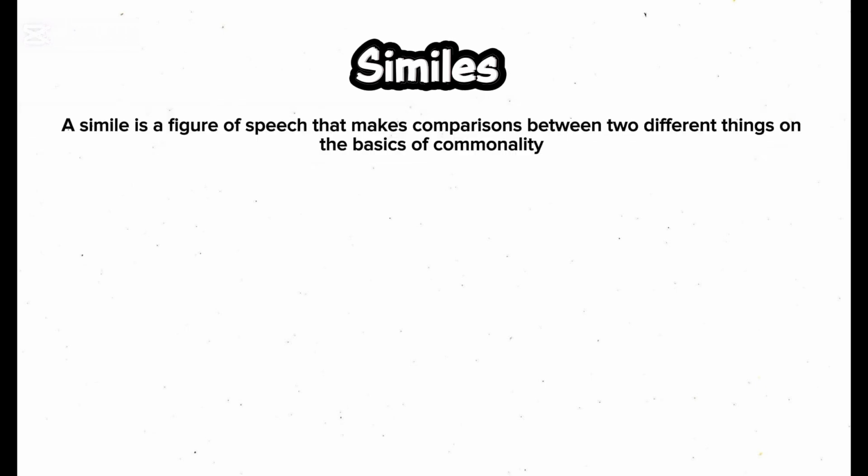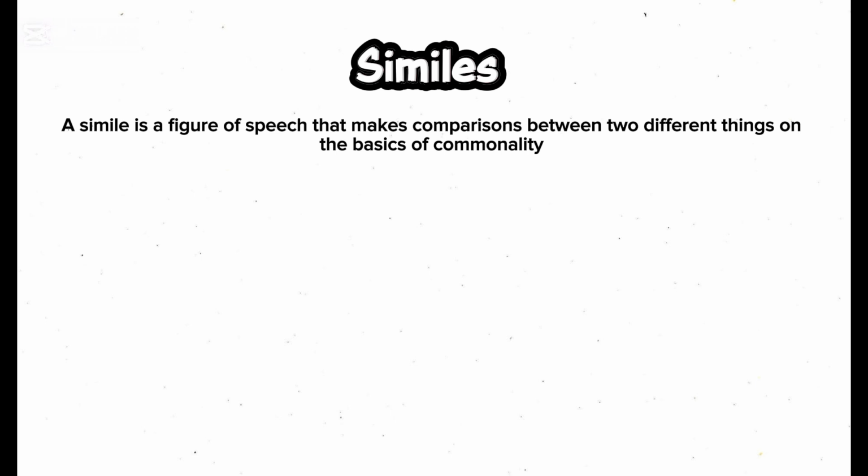Similes. A simile is a figure of speech that makes a comparison between two different things on the basis of commonality. It means there is something common in both of them and we make a comparison between them. It helps the reader imagine something more clearly by comparing it to something they already know. For example, you are saying this thing is like that thing. So in this way, you are painting a picture in someone's mind.